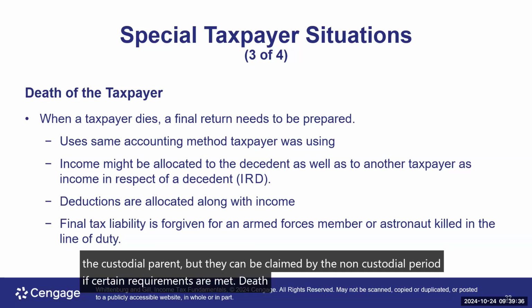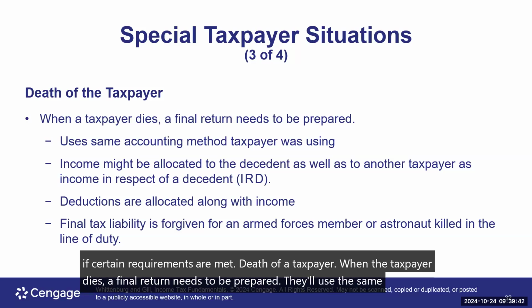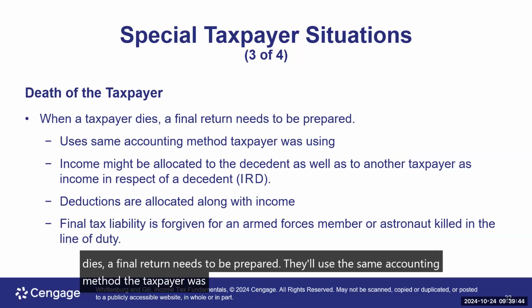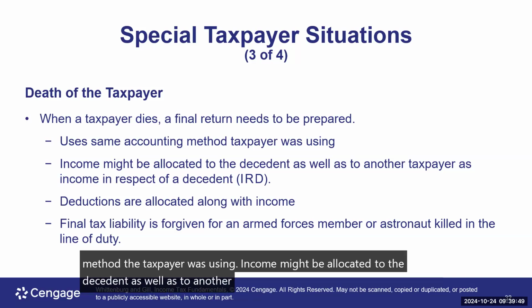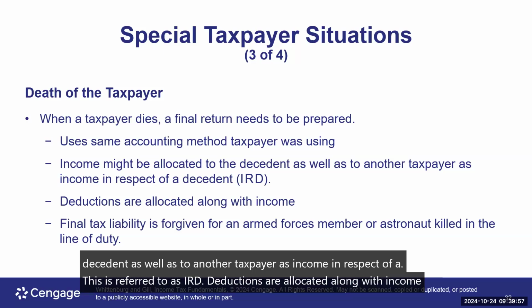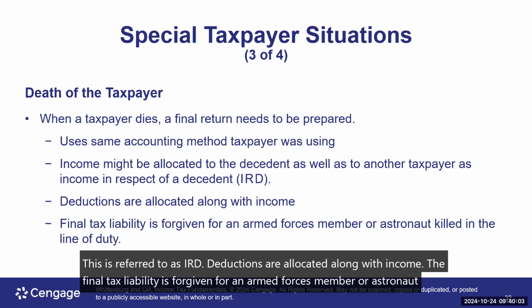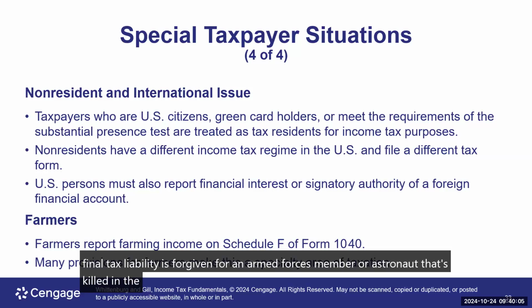Death of a taxpayer. When a taxpayer dies, a final return needs to be prepared. They'll use the same accounting method the taxpayer was using. Income might be allocated to the decedent as well as to another taxpayer as income in respect of a decedent. This is referred to as IRD. Deductions are allocated along with income. The final tax liability is forgiven for an armed forces member or astronaut that's killed in the line of duty.